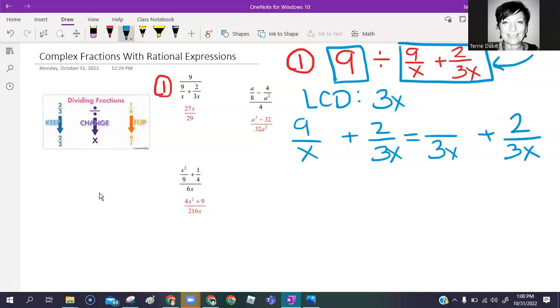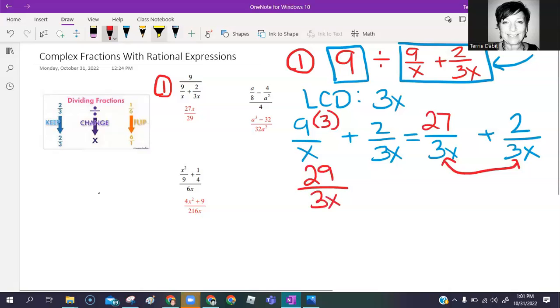But if I look at my first one, 9 over x, what am I missing to get to 3x? Whatever I'm missing, I have to multiply that by the top. Looks to me like I'm missing a 3. I need 3x on the bottom. All I've got is x. So I'm missing a 3. So 9 times 3 would give me 27. So now look here. This is what we wanted. We wanted our common denominator. So I can rewrite this as 29 over 3x.